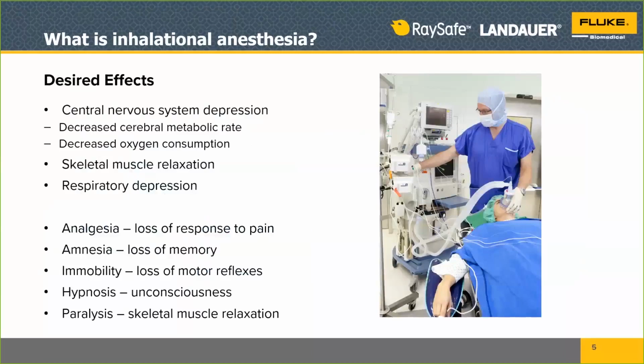So in terms of inhalational anesthesia, what are we trying to do? Inhalational anesthesia is trying to depress the central nervous system, it's trying to relax the musculoskeletal system, and it's trying to depress the respiratory system as well. In medical terms, what we're trying to do is cause analgesia, which is the loss of response to pain, amnesia, which is the loss of memory, immobility, which is the loss of motor reflexes, hypnosis, which is unconsciousness, and paralysis, which is skeletal muscle relaxation. Ultimately, the goal is to have a patient that can't move, that can't feel, and can't remember basically what is happening to them because of some undue effects that can happen if any one of those is missing, and we'll get into that in the future.